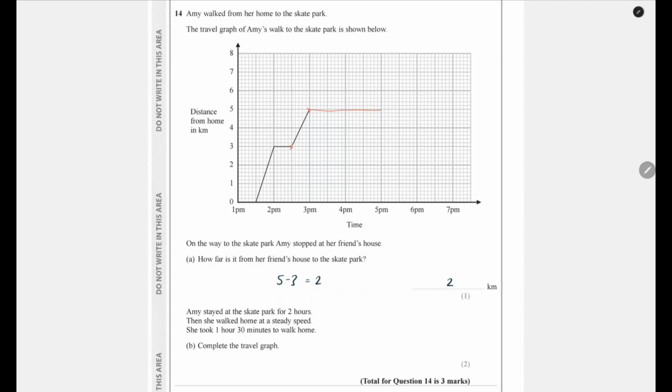From 5 p.m., she walks home and it takes her an hour and a half at a steady speed. So an hour and a half from 5 p.m. is 6:30. So she comes home at 6:30. As the question says it's at a steady speed, we can draw a straight line as the gradient is going to be the same. And so that is our travel graph completed. In the exam, make sure to use a ruler and draw straight lines.